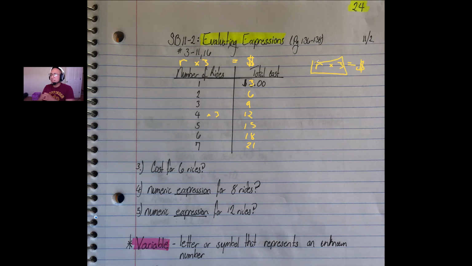All right, if somebody asks you, how do I know how much money I need to bring for the rides? You would tell them, well, it depends on the number of rides that you go on. That's the R, the number of rides. And you multiply that by 3.